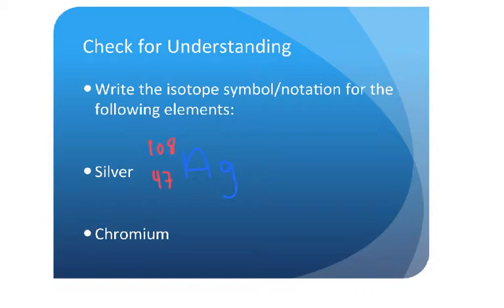If we look at chromium, chromium has the element symbol Cr. Once again, the average atomic mass for chromium is 52. And since that's pretty much spot on 52, that's the mass number that goes on the top. The atomic number for chromium is 24, and that gets written on the bottom.